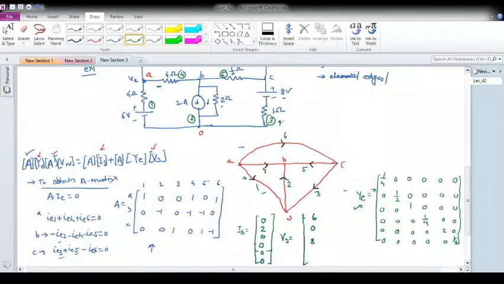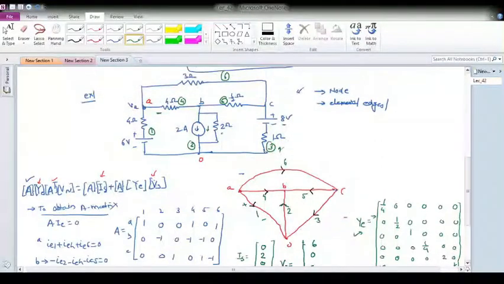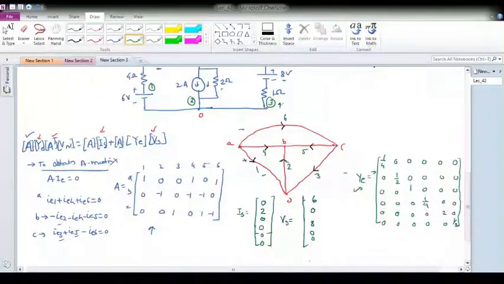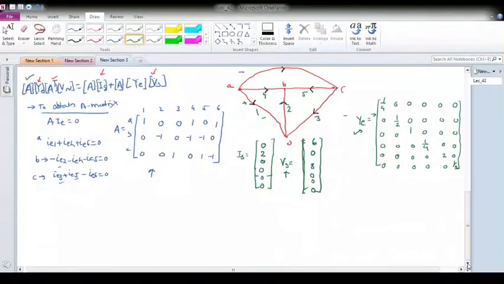Then for branch 4, or edge 4, there is no voltage source. Branch 5 also has no voltage source, and 6 also has no voltage source. So this is my voltage source vector. Okay, now let me substitute everything into this equation and calculate it.